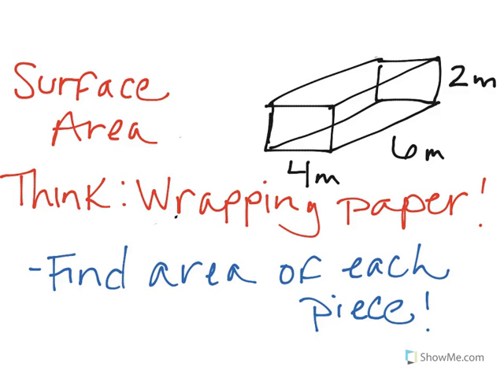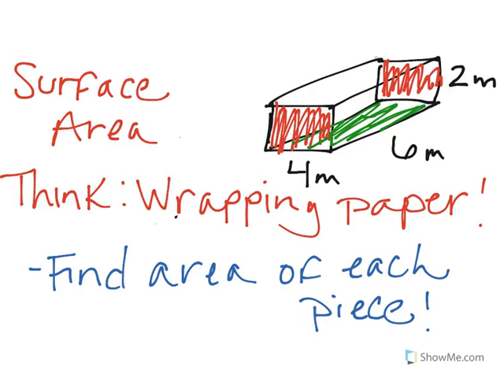So we're going to first find the area of this piece right here. Then we're going to find the area of this piece right here. Then we're going to find the area of this piece right here. I colored both of those pieces in red because they are the exact same size. They would have the same area. So you could find the area of this piece and multiply it by 2 to find our two bases.